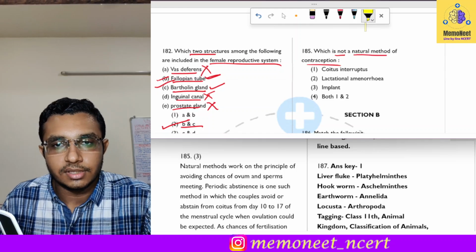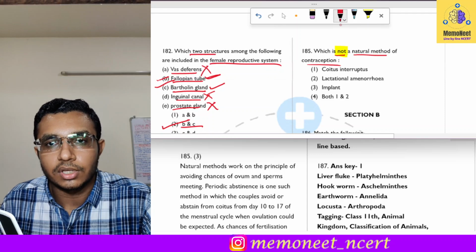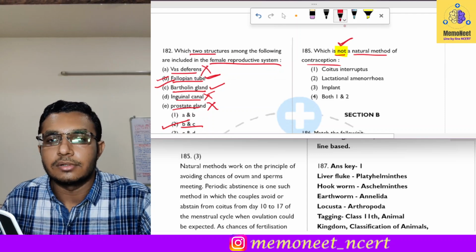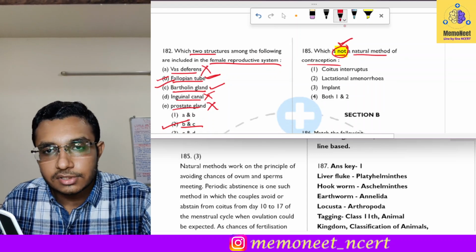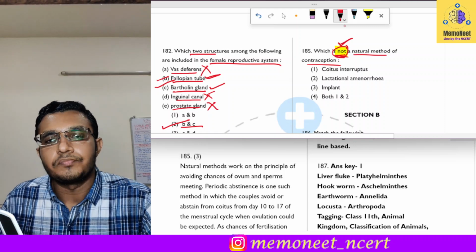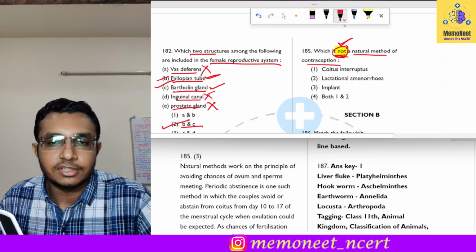Okay, so in this question you need to read the word not. Otherwise you will lose your 5 marks. The importance of the word not is very high. So which is not a natural method of contraception?